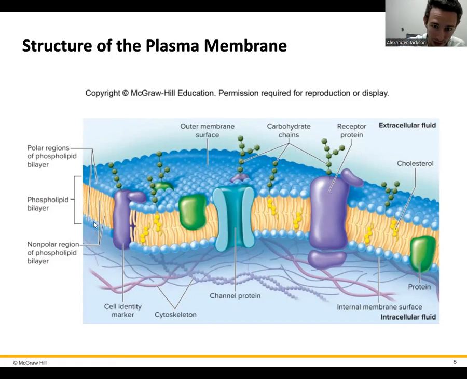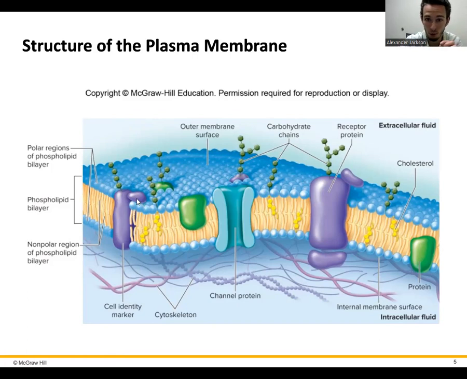The lipid bilayer, the lipid section in the center, this allows cholesterol to be packed in here. It allows some structure of the cell so it's not easily breakable. So things that are made of lipids will be found in the center layer of the phospholipid bilayer.